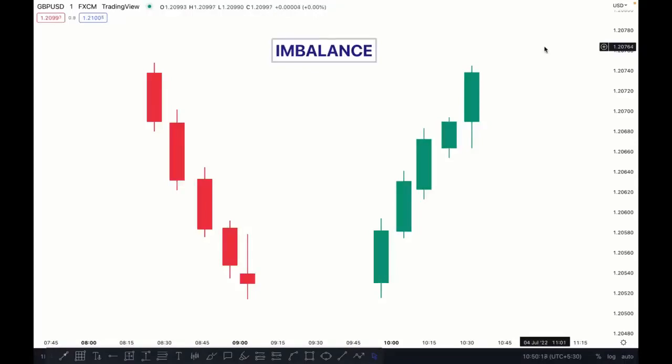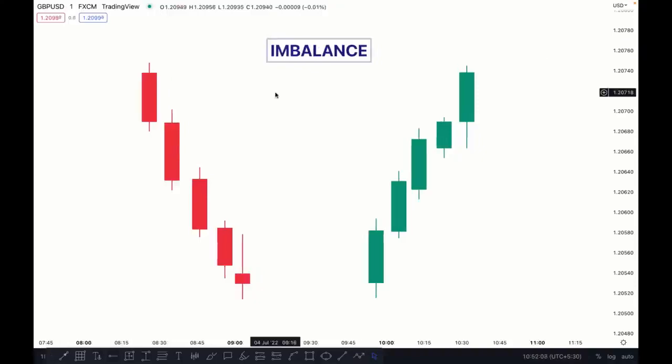What is IFC? What is imbalance? And what is order block? First of all, I would like to start with imbalance. Actually, imbalance is also known as an FVG, inefficient price action. There are different names. So let's start in a bearish structure.